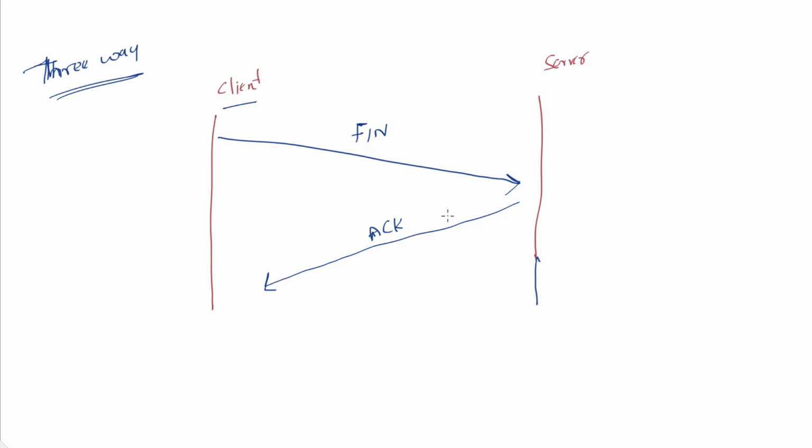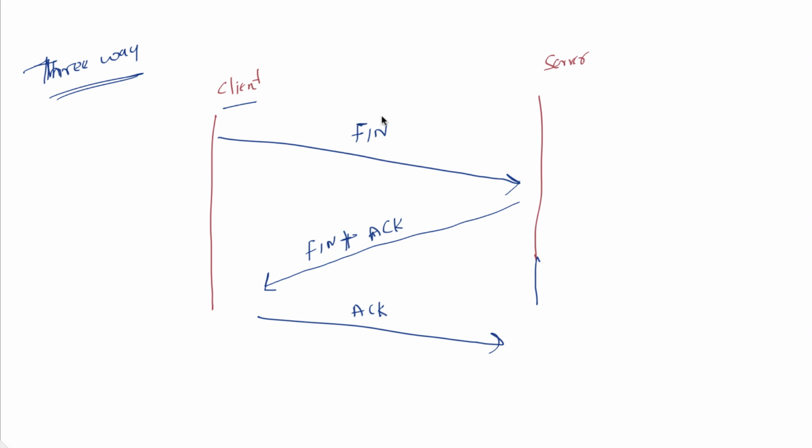There is another way, where the server also wants to terminate the connection from the server to client side. So it will send a FIN plus ACK packet, which means it says, okay, I also want to terminate the connection and I am acknowledging your previous packet. Then the client will say okay, which means the client will send the acknowledgement packet.